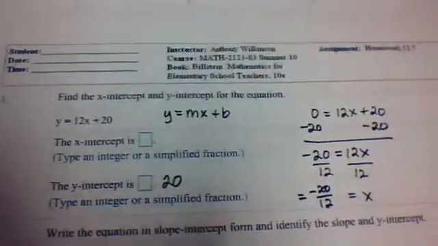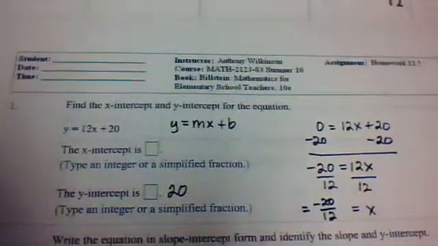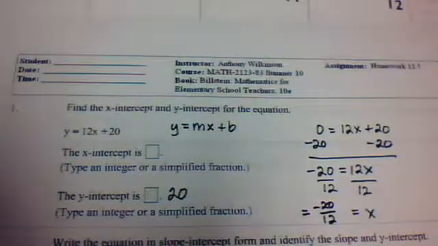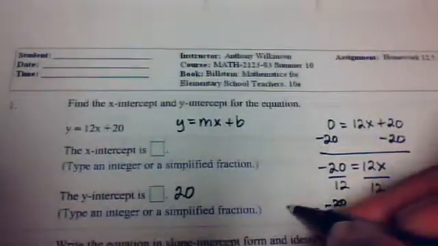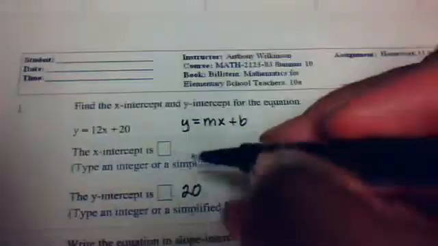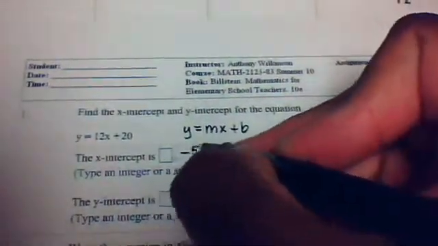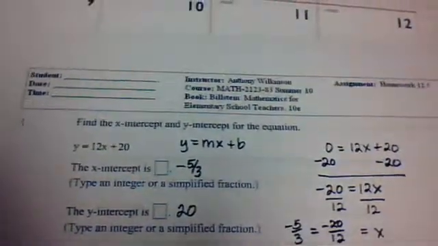Now, here they want us to type the integer or simplified fraction. So we need to simplify negative 20 over 12 by dividing the numerator and the denominator by 4 to get negative 5/3. So the x-intercept in this case will be simply negative 5/3.